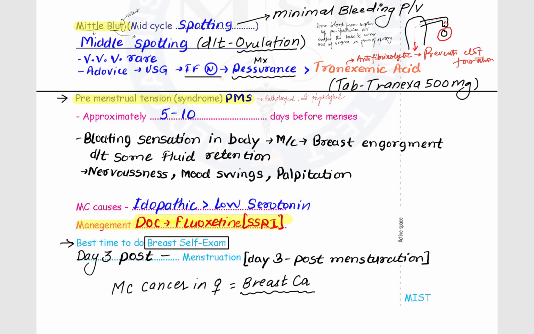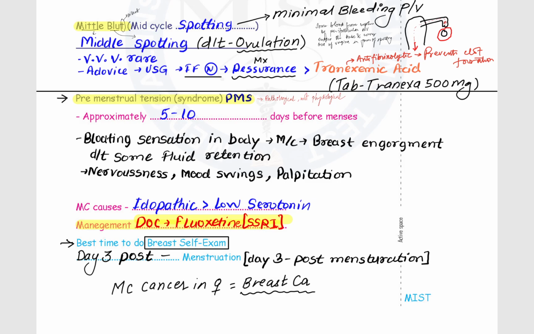Now the most common cause is idiopathic, and sometimes it can be due to low serotonin. So if it is a low serotonin condition, the drug of choice will be fluoxetine, which is an SSRI, selective serotonin reuptake inhibitors. So what are the drugs which are SSRI? Paroxetine, fluoxetine, fluvoxamine, escitalopram, citalopram, all of these are SSRI. So PMS can also be due to low serotonin, because SSRI is an antidepressant drug. All of these mood swings, nervousness and palpitations are signs of depression, right? So it can be due to low serotonin, and so the management is SSRI.